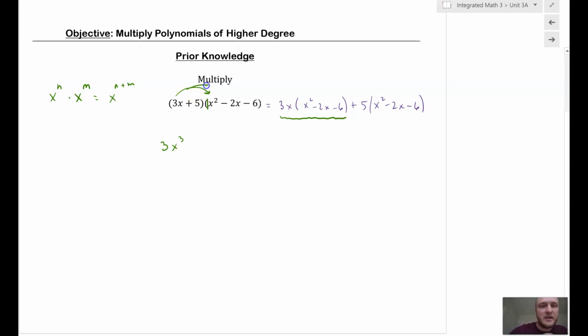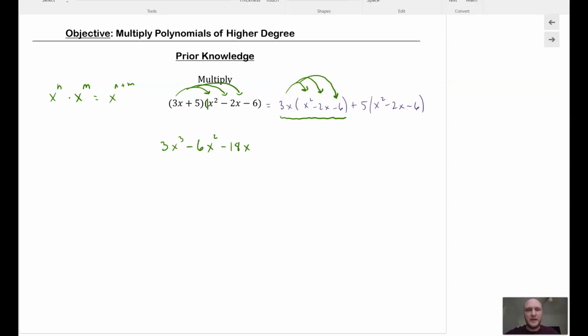Then I take 3x and multiply times negative 2x. Well, 3 times negative 2 is negative 6 and x times x is x squared. Then 3x times negative 6. Well, 3 times negative 6 is negative 18x. And if you see here, this is what I did. I just multiplied all of these terms. I distributed.